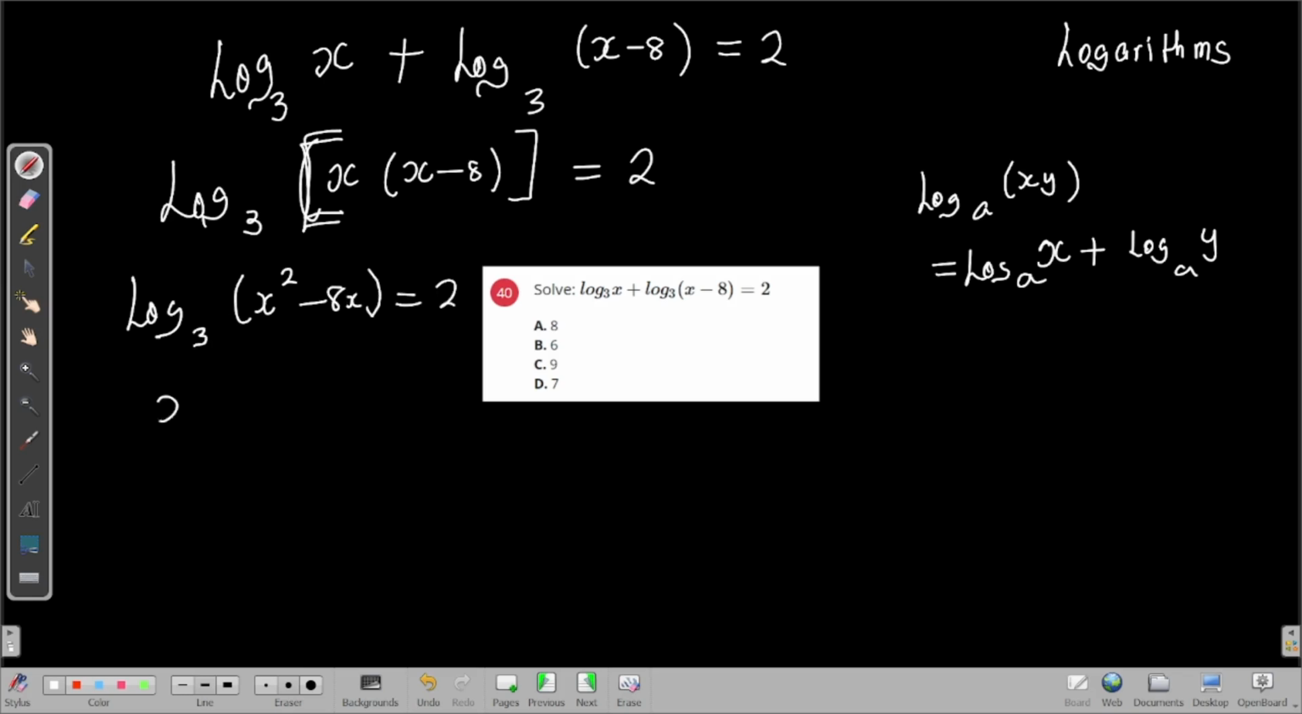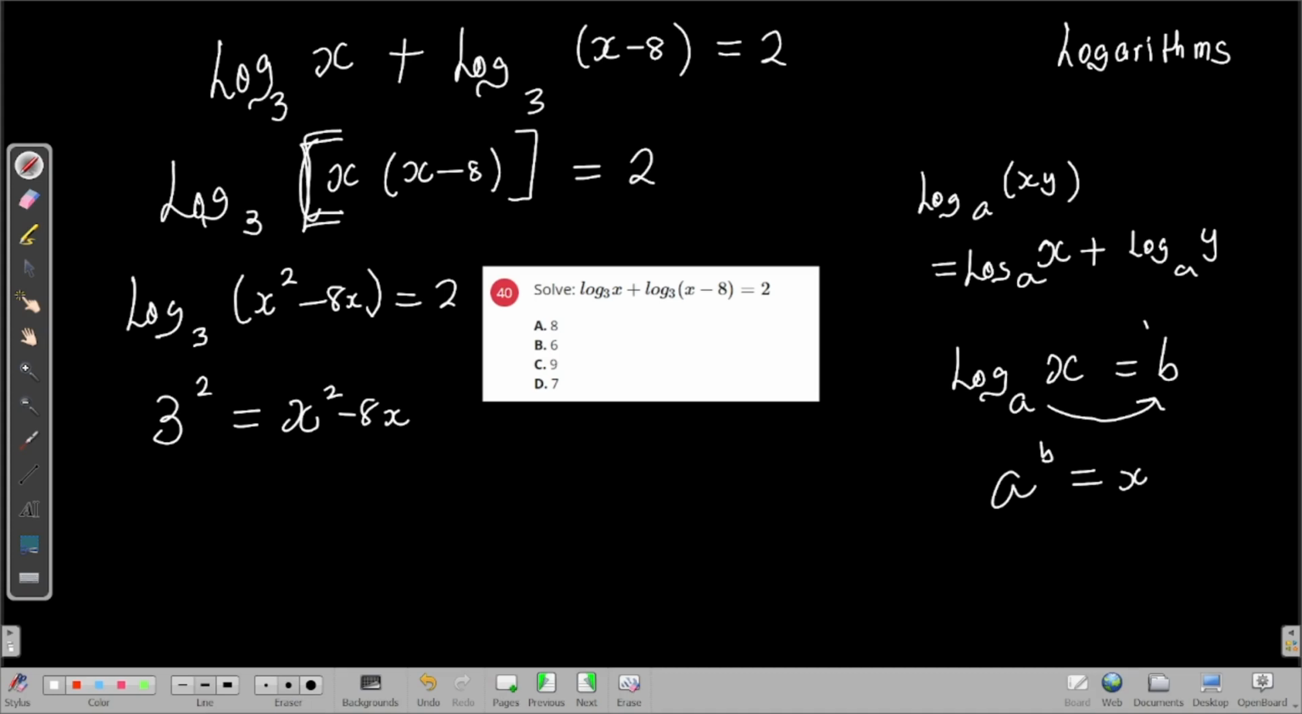So it means that 3 raised to the power 2 is equal to x squared minus 8x. Remember that log x in base a is equal to b. It means that a raised to the power b is equal to x. So 3 raised to the power 2 is equal to x squared minus 8x. So this will give us a quadratic equation. Let's solve our quadratic equation.